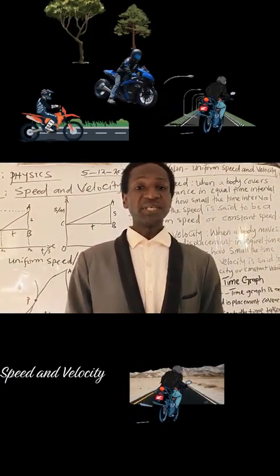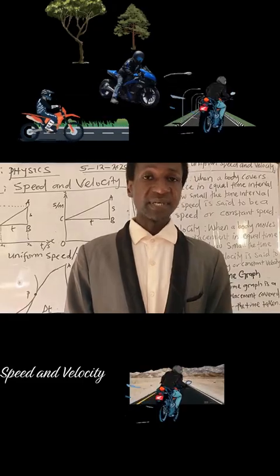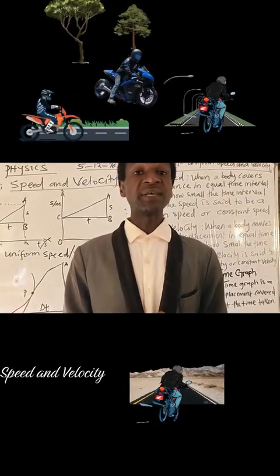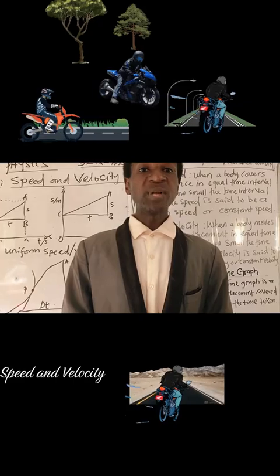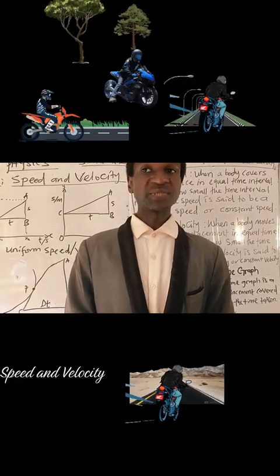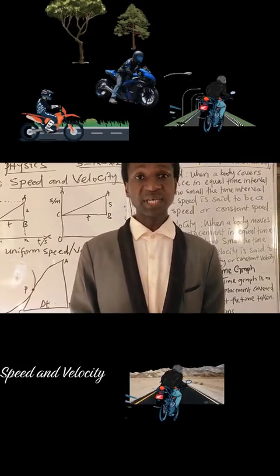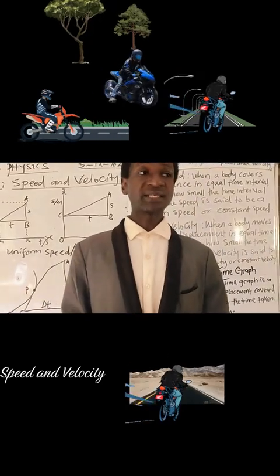So speed is defined as the rate of change of distance with time. Speed has no sense of direction. It is a scalar quantity. While velocity is the rate of change of distance with time in a specified direction. So that is the difference between speed and velocity. Speed doesn't have direction, while velocity has direction.